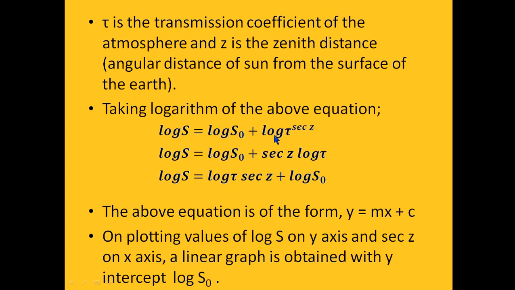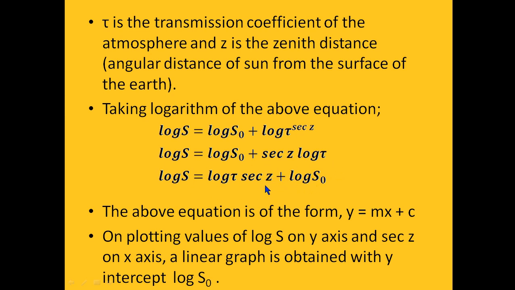Now this term is of the form log A raised to M. Now it can be written as M log A. So log tau raised to sec Z in our next step becomes sec Z log tau. Log S is equal to log S naught plus sec Z log tau. So on rearranging this equation, log S is equal to log tau sec Z plus log S naught.